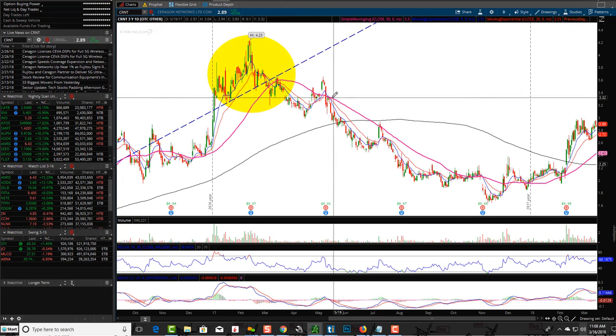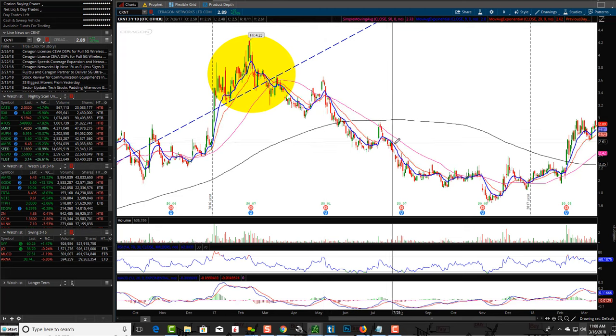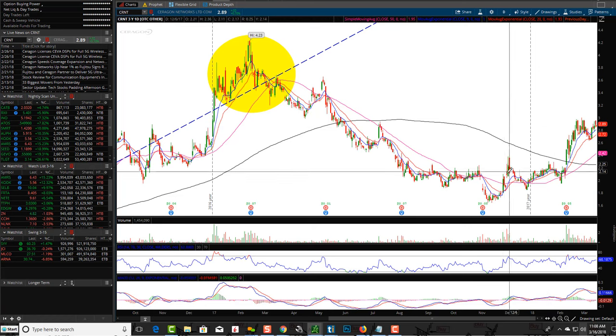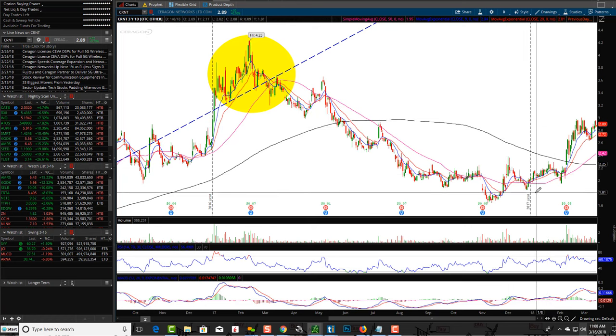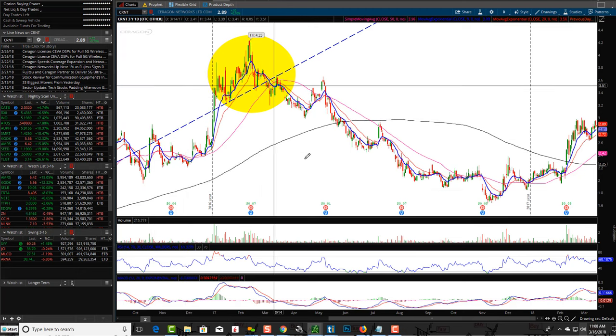Right here, you can see another one. Head, left shoulder, right shoulder, break down. You can see kind of one over here. Head, left shoulder, right shoulder, broke down. Over and over. Here we go. Head, left shoulder, right shoulder, broke down. Over and over and over, you'll see the head and shoulders pattern.